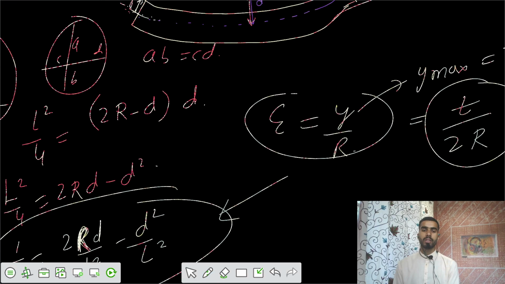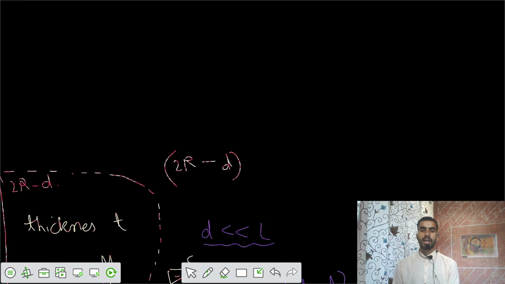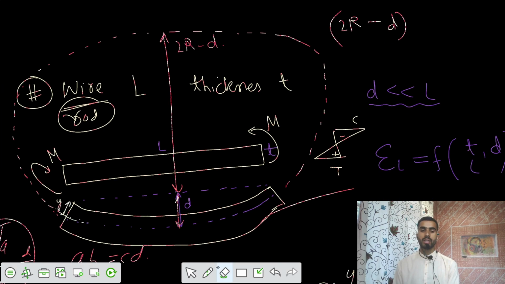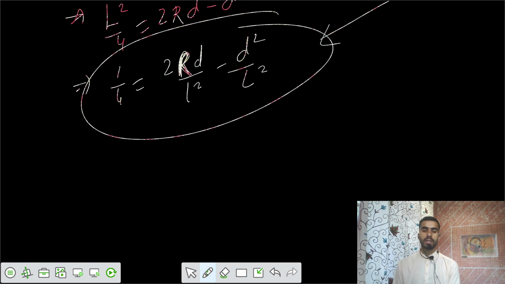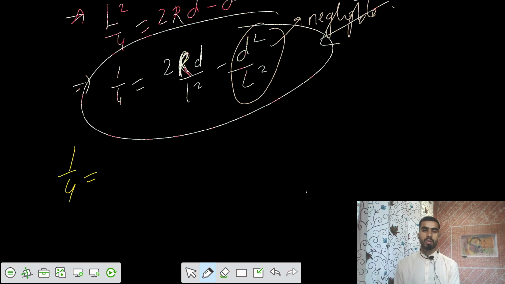One thing was given in the problem: the deflection at the mid is very small compared to the length L. So the depth is very small compared to L, and this term is negligible. We can write 1 by 4 equals 2RD by L square, so we can ignore this term now.